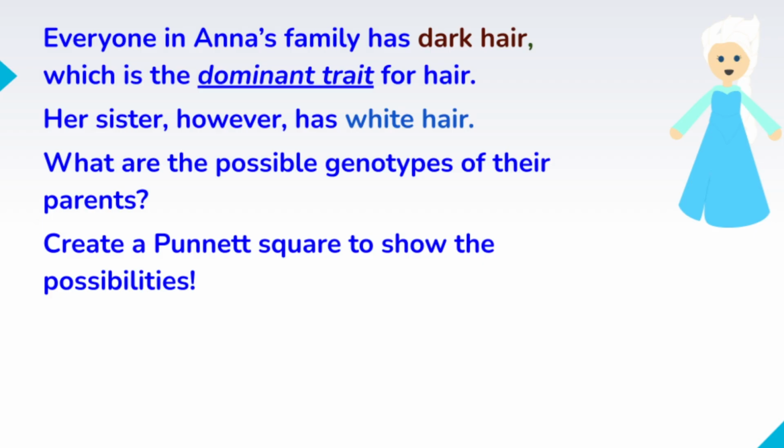Time for a fun one. Everyone in Anna's family has dark hair, which is the dominant trait for hair. Her sister, however, has white hair. What are the possible genotypes of their parents? Create a Punnett square to show the possibilities.